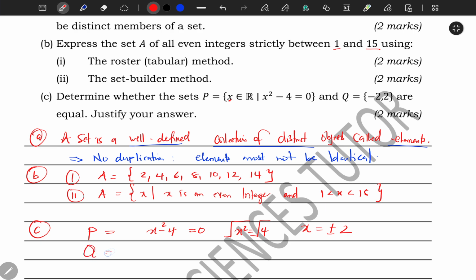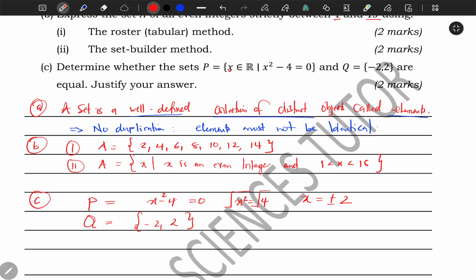Then Q is negative 2 and 2. They're saying Q is negative 2 and 2. Are they equal? Look at what is contained in P. What elements can we get? We can only get two values for P: negative 2 and positive 2. And Q is also negative 2 and 2. Are they equal? Yes, they are equal.